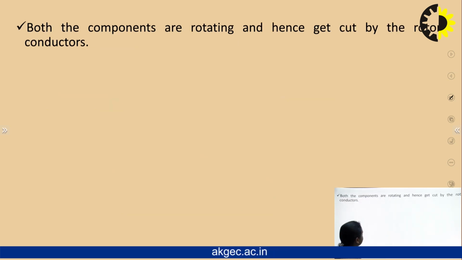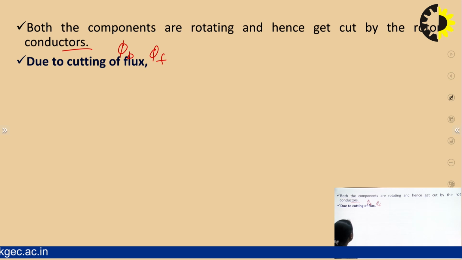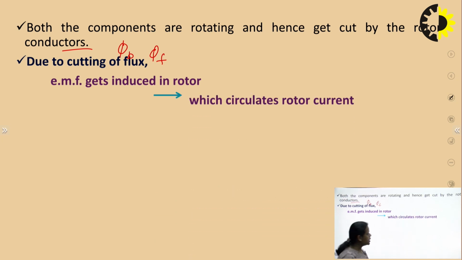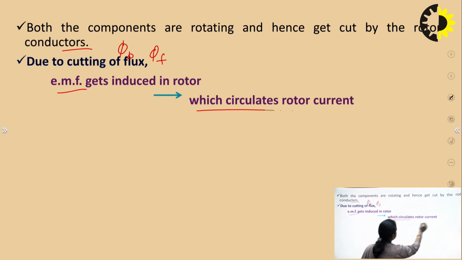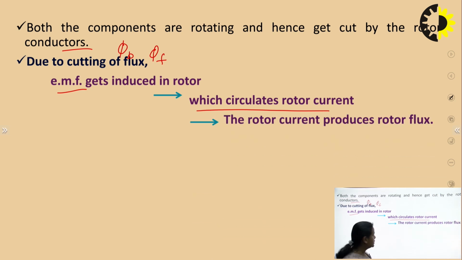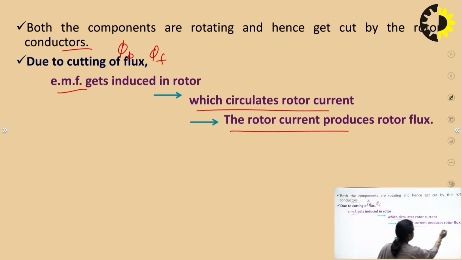Now both the components, the backward component and the forward component, are rotating in opposite directions, and hence they will be cut by the rotor conductors. So what will happen when they are cut by the rotor conductors? Due to the cutting of flux, EMF will get induced in the rotor, according to Faraday's law. Because of this EMF, current will circulate in the rotor. When the current starts flowing in the rotor, the rotor current will produce the rotor flux.